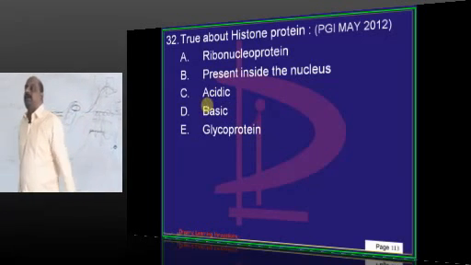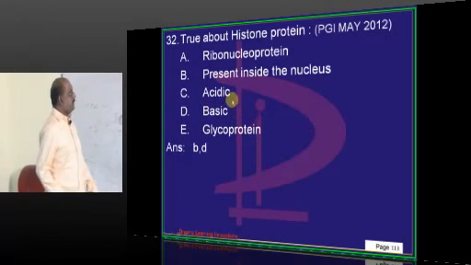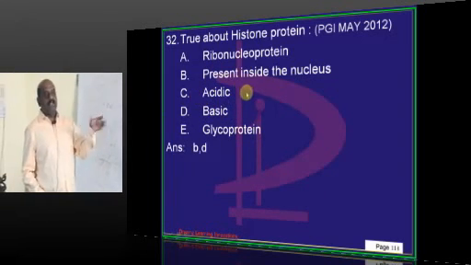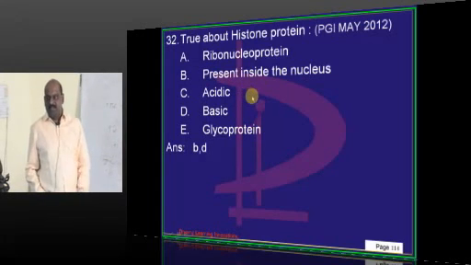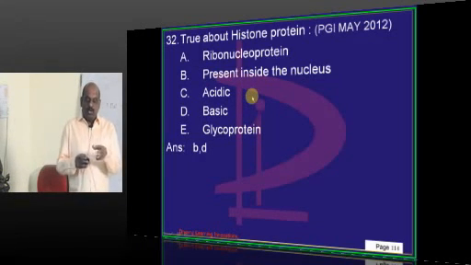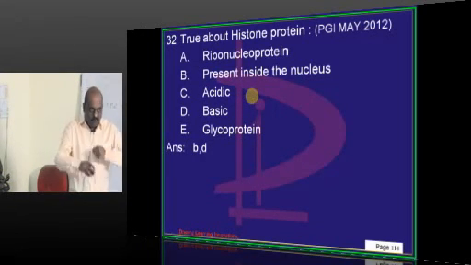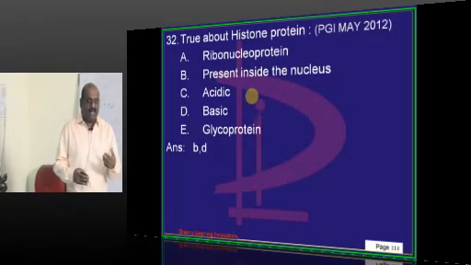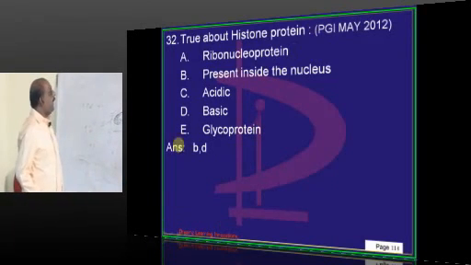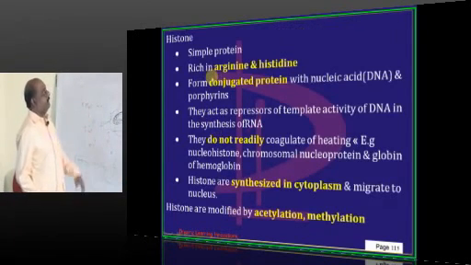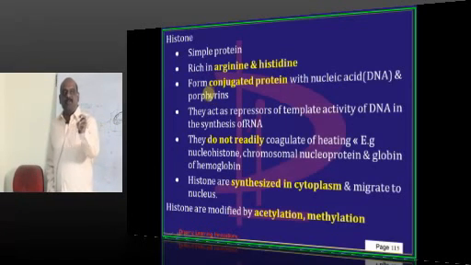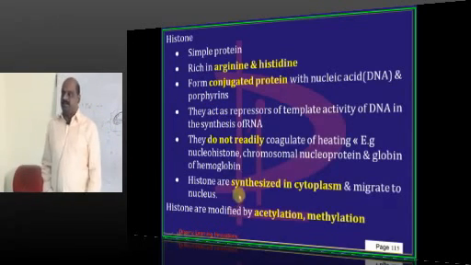Now about the histone protein. What is a true statement about it? Histone proteins are basically present inside the nucleus. See, DNA is there, no? To maintain the integrity of the DNA, you must wind it around something, and that something is histone, and it is basically basic in nature. About histone, 5-6 points are commonly asked in the entrance.